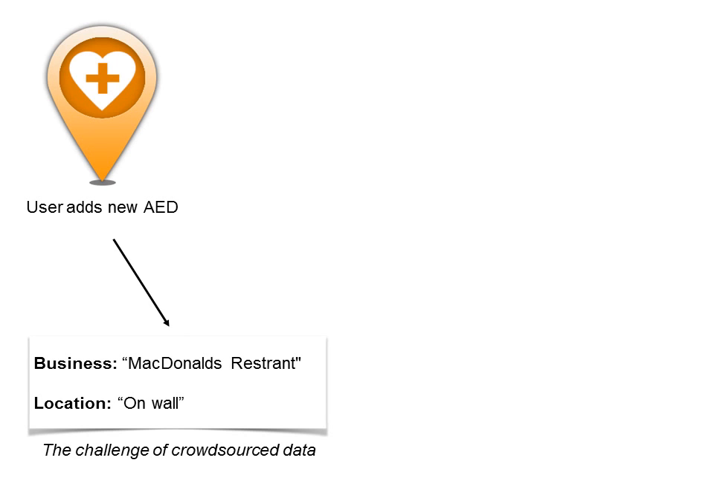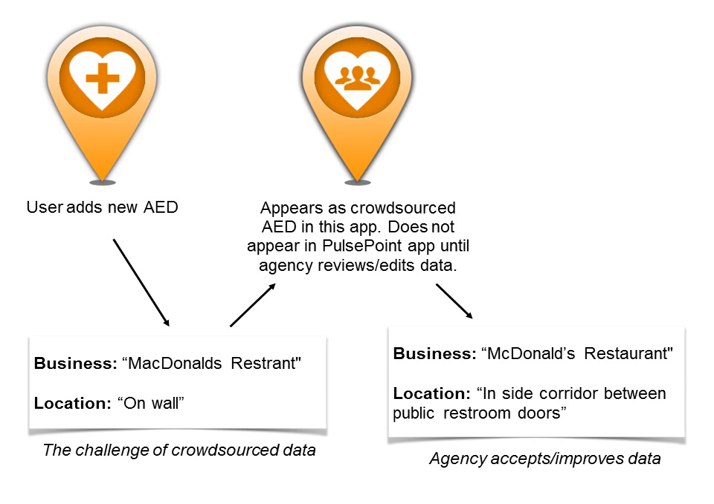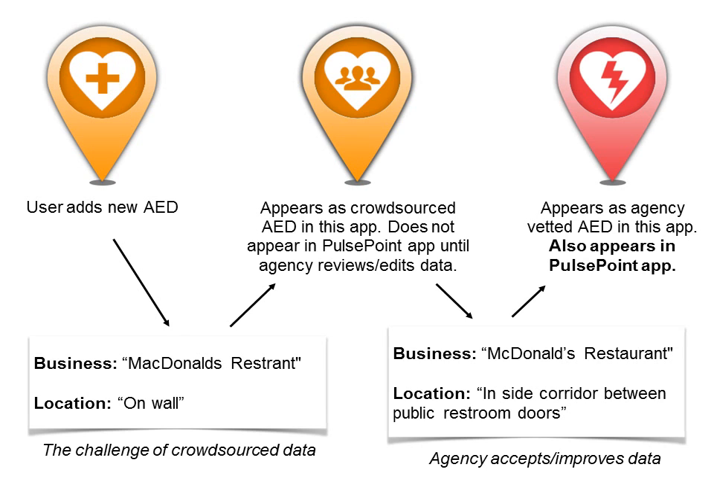Here's how it works. A user adds a new AED into the PulsePoint AED companion app. The user enters a business, such as McDonald's. The user should also indicate a location, for example, on the wall. This information will now appear as a crowdsourced AED in this app. It will not appear in the PulsePoint app until it is agency reviewed and the data is edited. Once that is completed, the AED will then appear as an agency vetted AED in the PulsePoint app.